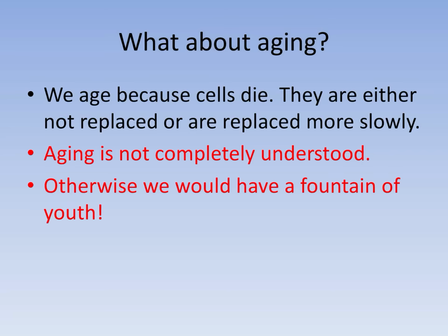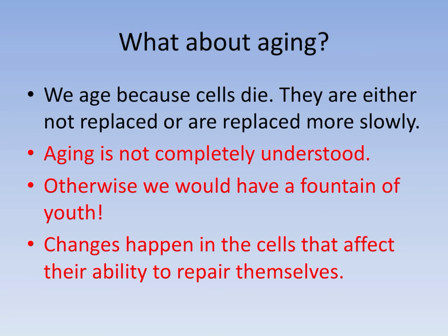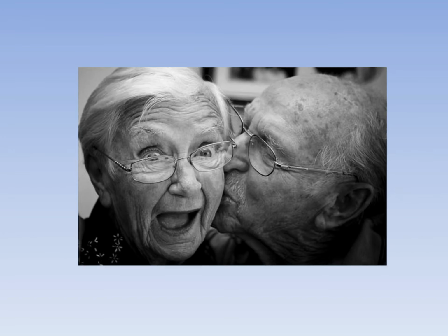So aging is not completely understood. If it was, we would have a fountain of youth. If we knew how to prevent aging, generally speaking, people would take that option. They would want to find that fountain of youth. It's kind of a cool thing because science understands a lot about the human body, but aging, we haven't quite grasped it fully. So changes happen in the cells that affect their ability to repair themselves. You can copy down those things into your notes.